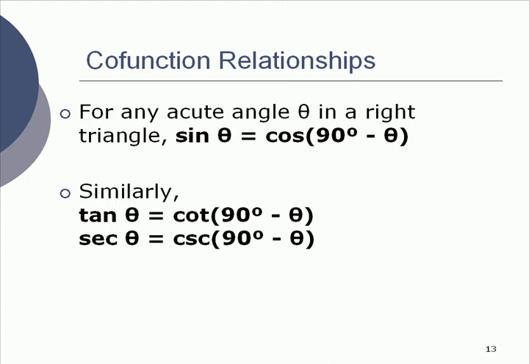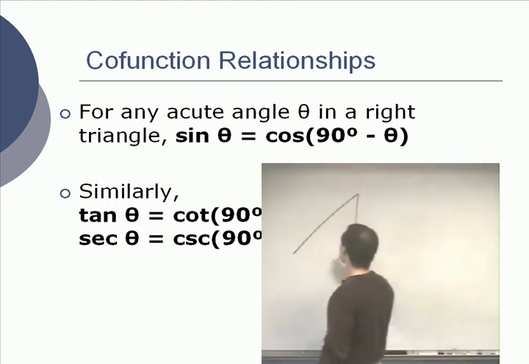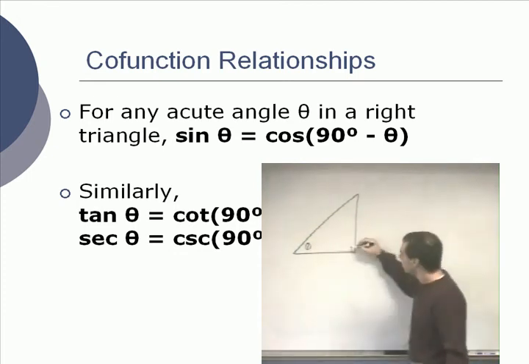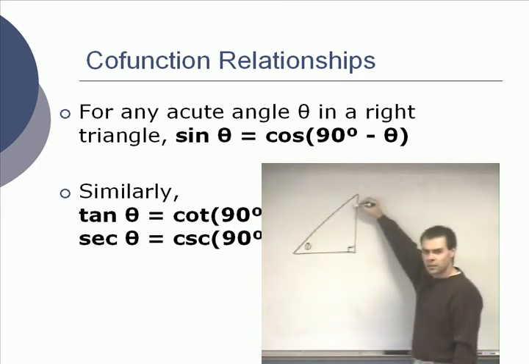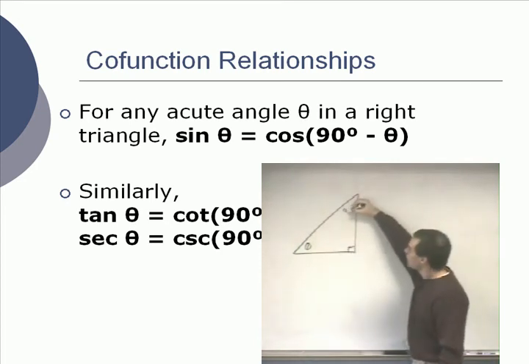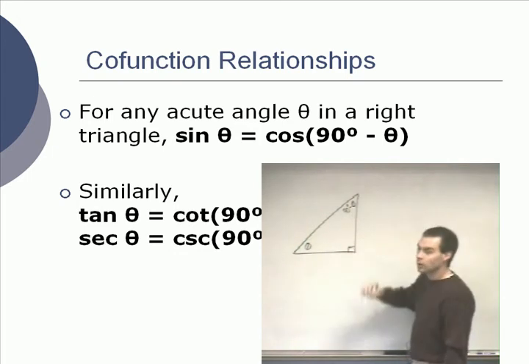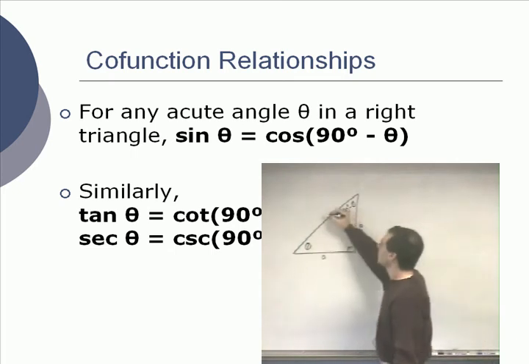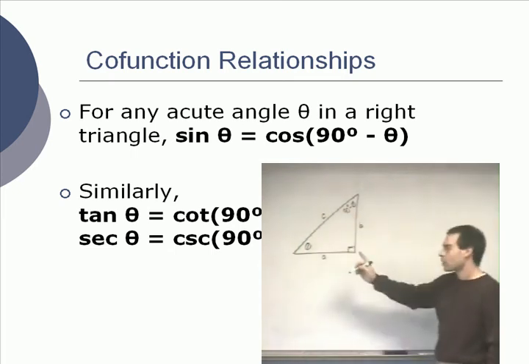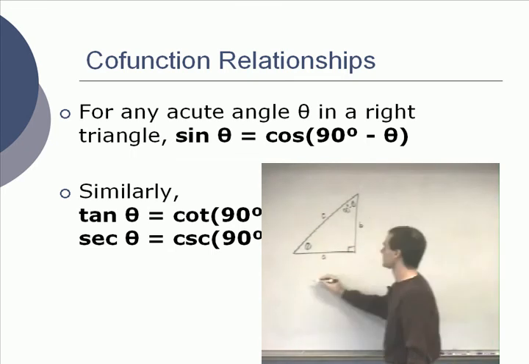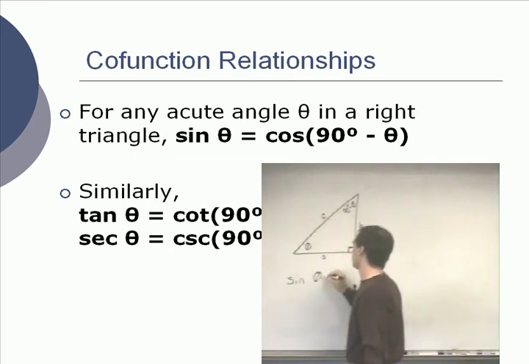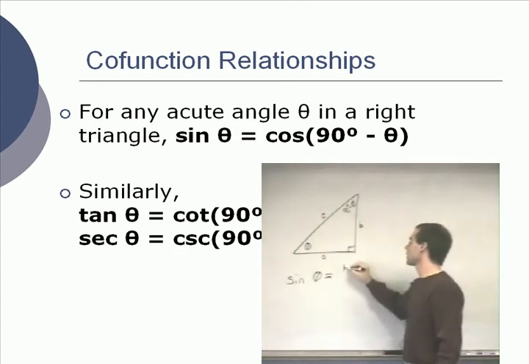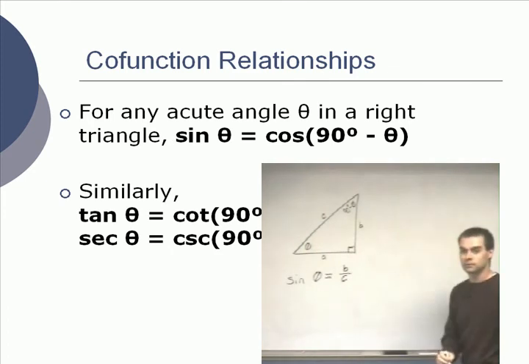Okay, the first one, for any acute angle in a right triangle, let's just take a right triangle and make up some angle down here. Now, if this angle is theta, what is this angle? That's right, it's 90 degrees minus theta. Everybody agree with that? Okay, well, let's just label these A, B, and C. Now tell me, on this triangle, what is sine theta? Opposite over hypotenuse? It's B over C, right?